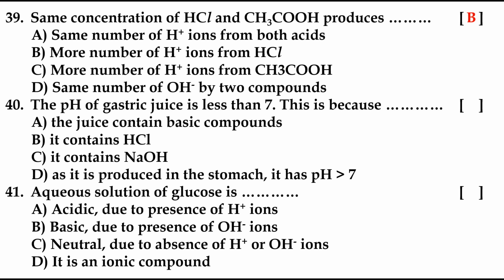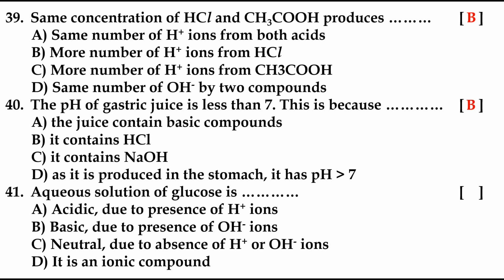40. The pH of gastric juice is less than 7. This is because dash. A. The juice contains basic compounds. B. It contains HCl. C. It contains NaOH. D. As it is produced in the stomach, it has pH greater than 7. Answer is option B. It contains HCl.